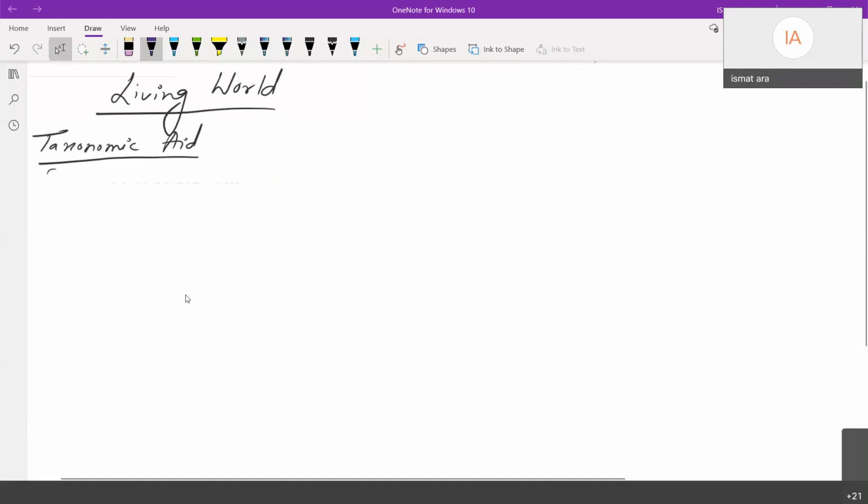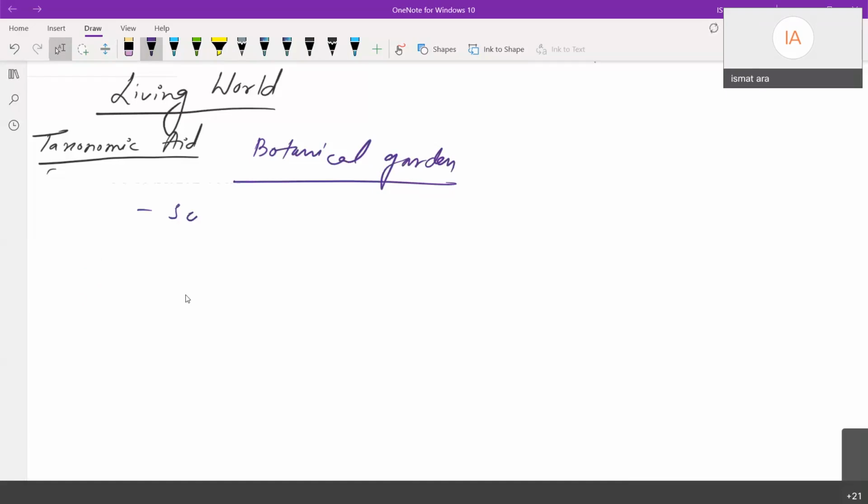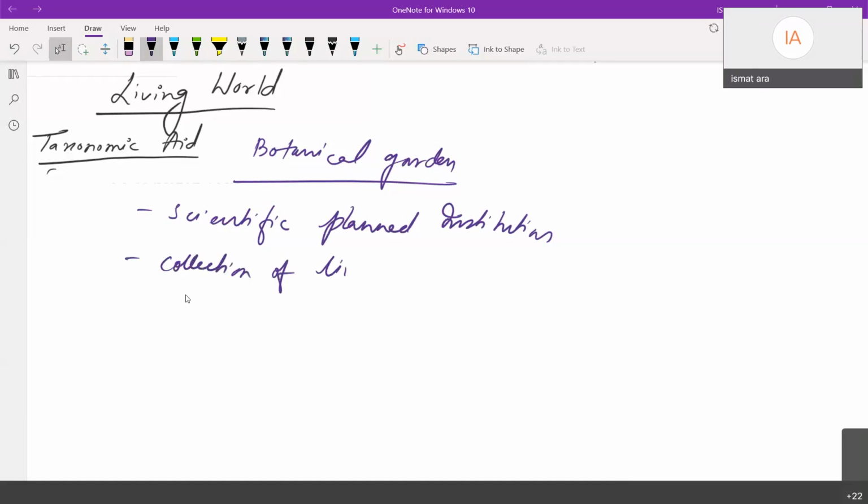Now, our second taxonomical aid is Botanical Garden. They are actually scientific plant institutions. Here you can see collection of living plants. So Botanical Garden is called living herbaria.